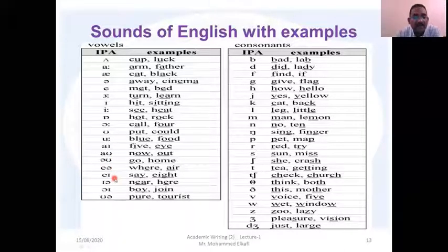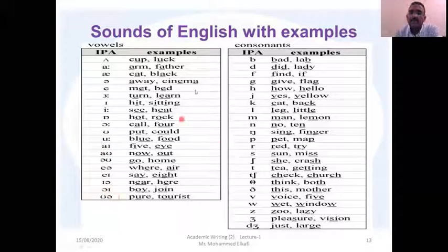air, a, air. This one is air, not ear. Air, as in where. A, as in day. Ear, as in near or here. Oi, and the last one, ua. If you count them, you will find 20 vowels, 12 pure and 8 diphthongs. Okay, combination.